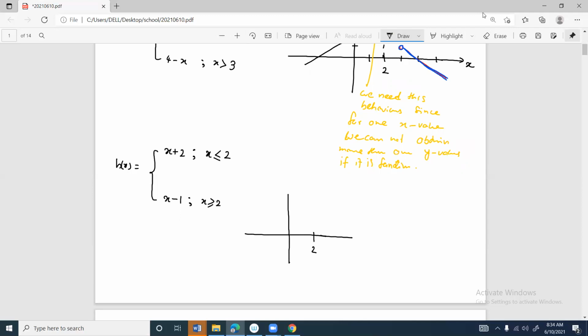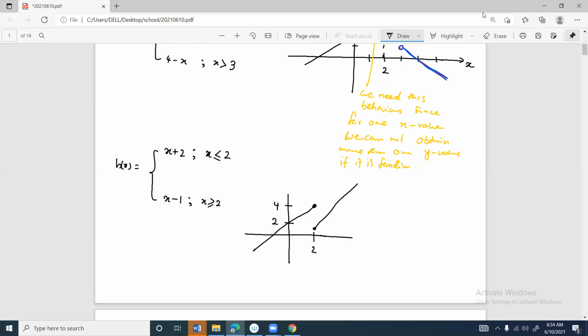At 2, the function is here, it's 4. So it's a graph like this, it travels to 2. The other one is x minus 1. If it is 2, 2 minus 1 is 1. And it goes like this, x minus 1. So it goes this way around.